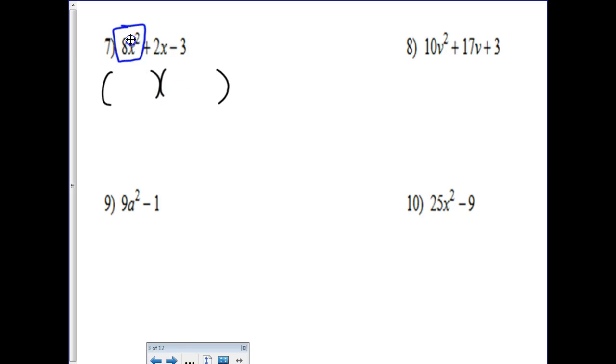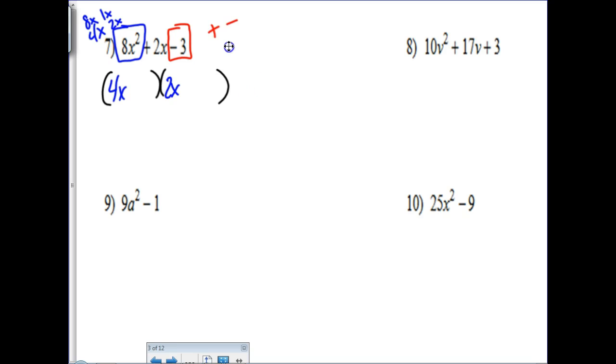That first term is 8x squared, so it could be 8x and 1x. Could also be 4x and 2x, and you have to make a choice right away. So we tend to avoid the ones that are far away from each other. We're going to try 4x and 2x. And then ignoring the middle for just a moment, let's jump to the end of the problem. My back numbers have to multiply to a -3, so I know the signs have to be one positive and one negative. 3 is prime, so it's 3 and 1.